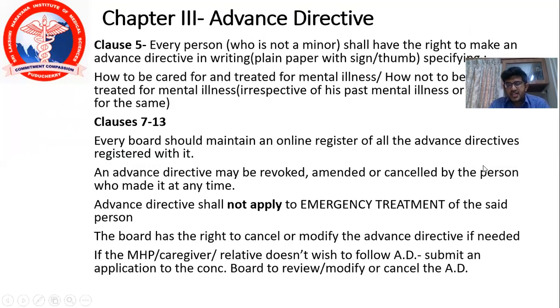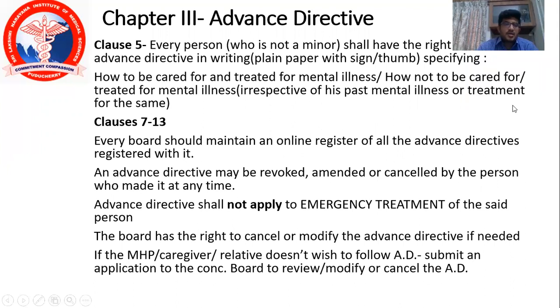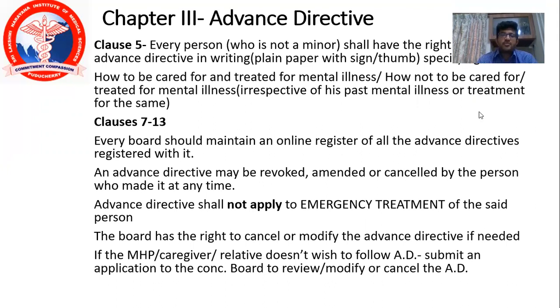So what is an advance directive? So this is a newer terminology which has come in this 2017. So clause 5. So every person who is not a minor shall have the right to make an advance directive in writing. So either a plain paper with sign or thumb specifying how to be cared for and treated for mental illness, how not to be cared for or treated for mental illness, irrespective of his past mental illness or treatment for the same.